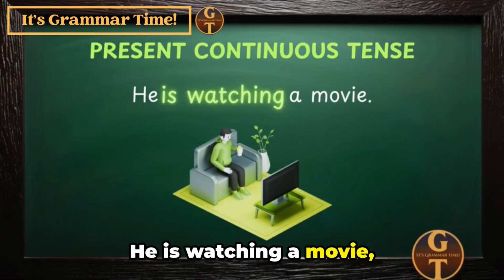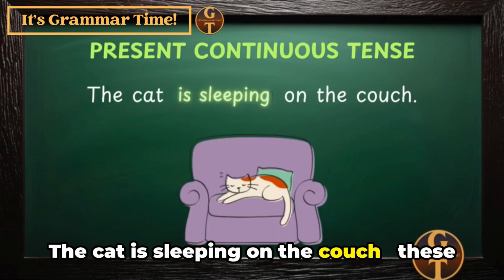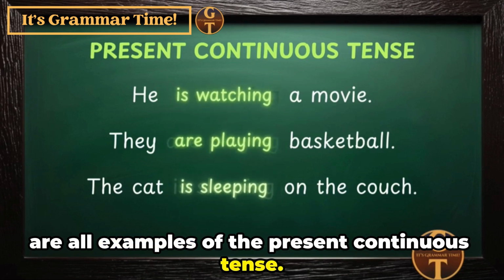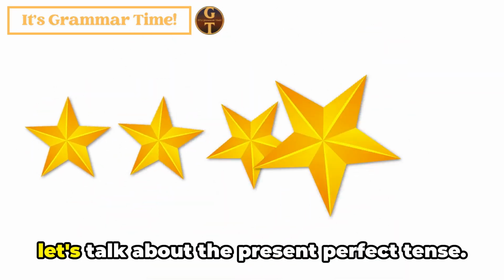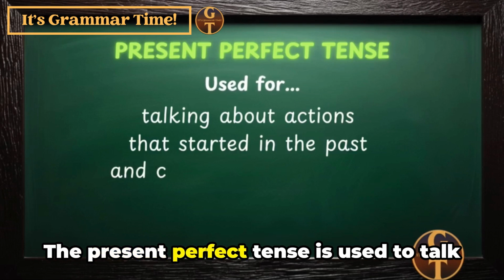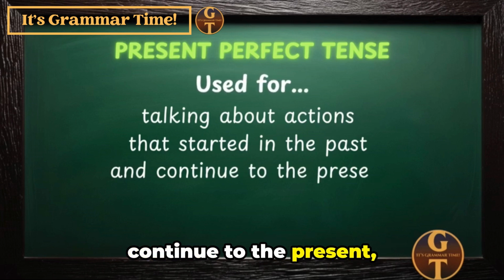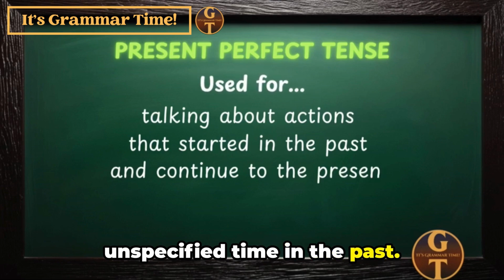He is watching a movie. They're playing basketball. The cat is sleeping on the couch. These are all examples of the present continuous tense. You're catching the action in the act. Now let's talk about the present perfect tense. The present perfect tense is used to talk about actions that started in the past and continue to the present, or actions that happened at an unspecified time in the past.